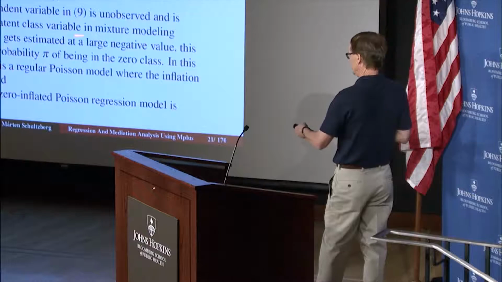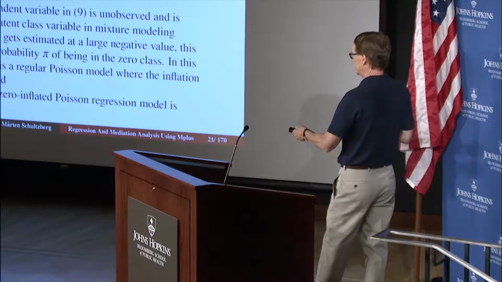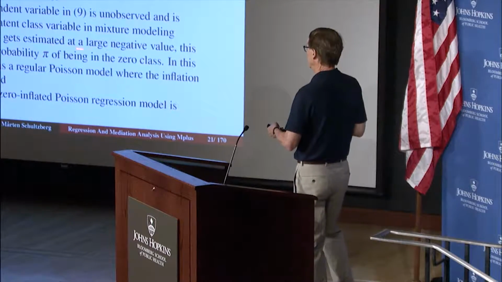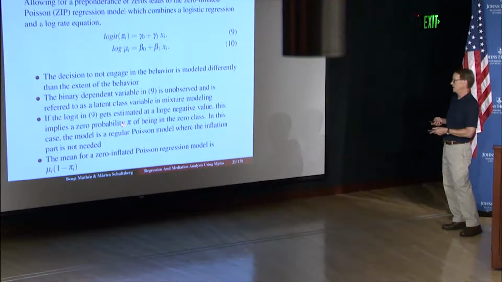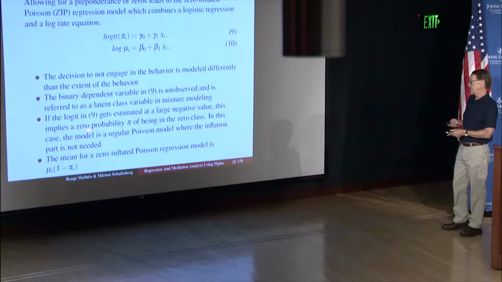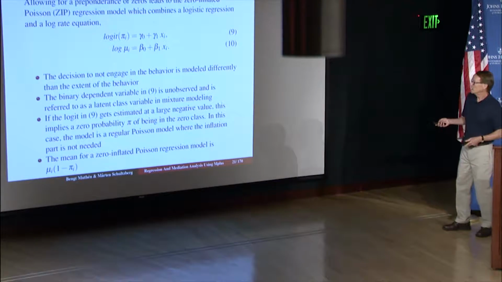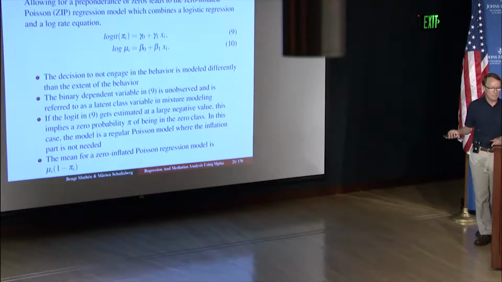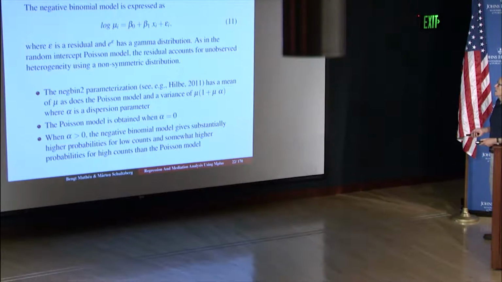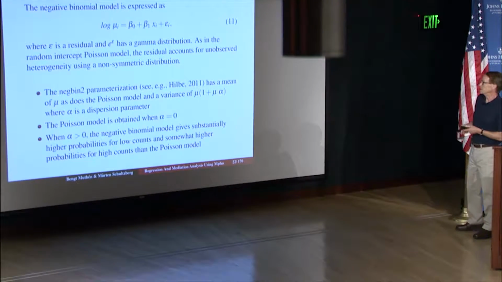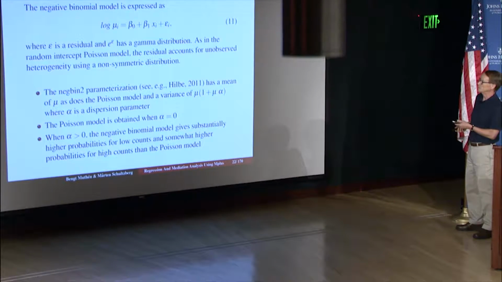And you may want to circle the second to last bullet here. If the logit gets a large negative value, it implies zero probability of pi for being in the zero class, and the inflation part is not needed. That happens quite often in the examples that we see at Mplus support. Negative binomial model is another count model, very popular and perhaps better than even ZIP, zero inflated Poisson.